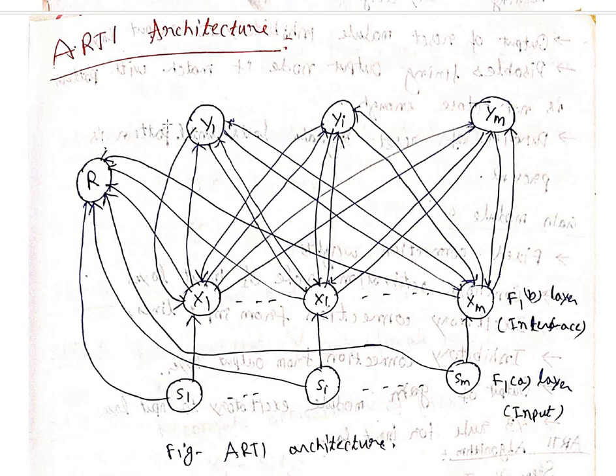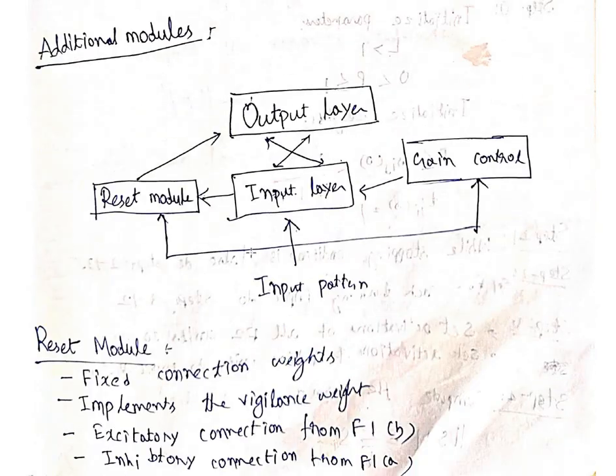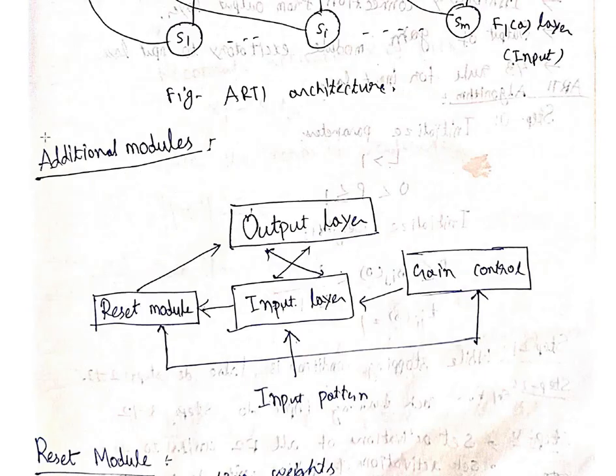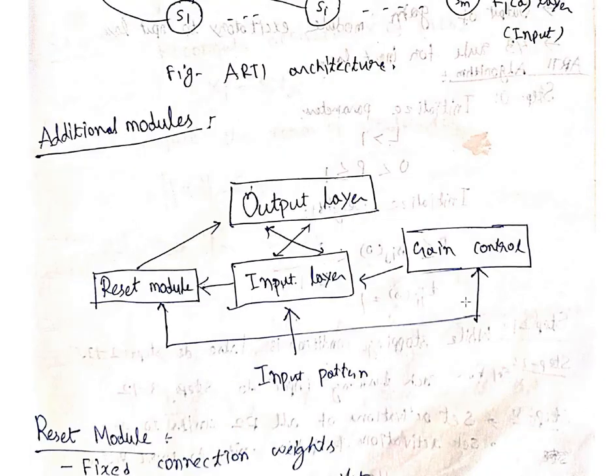So this is the architecture of ART1. We have the bottom layer, the input layer, which is F1A. The middle layer is called the interface layer or F1B. And then the output layer, Y1. We have a reset module here called R. As we can see, from the input we have connections to the reset layer, and in the same way from the interface layer also we have connections to the reset layer. And then from the interface to the output layer we have top-down and bottom-up weights. In the additional modules, other than the input and output layer, we have the reset module, which is this R, and then we have gain control.